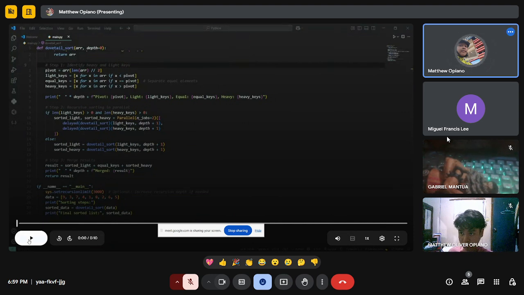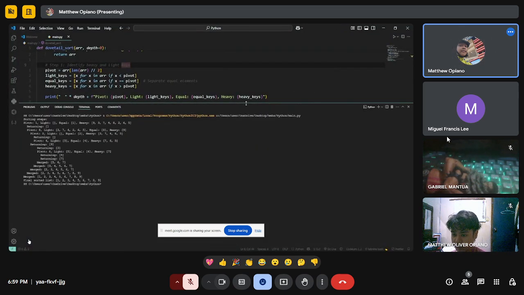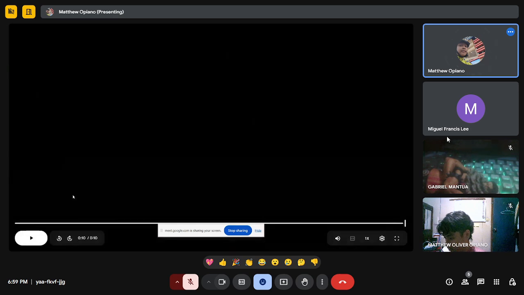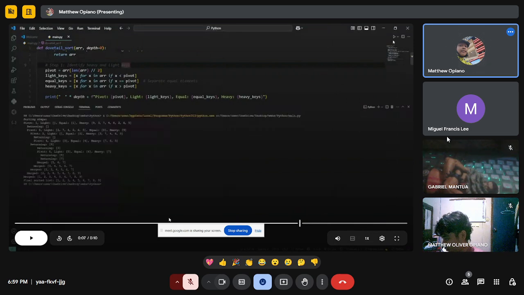So we use Visual Studio Code and the Ryzen 5 from the presentation earlier, and Python. So as you can see, the result, pivot. So this is the merge.